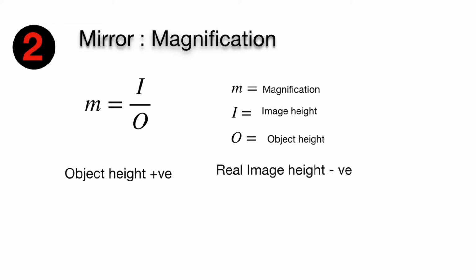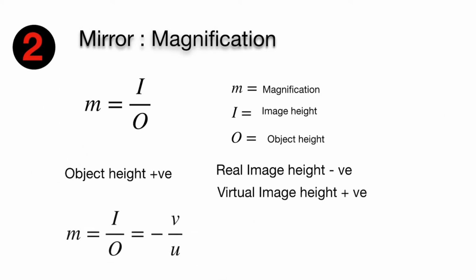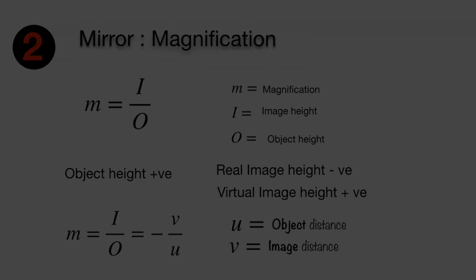and generally a real image is below the principal axis, and the virtual image height is positive, which is upright and above the principal axis. The magnification is also present in the form of the object and image distance by this formula, where u is the object distance and v is the image distance.